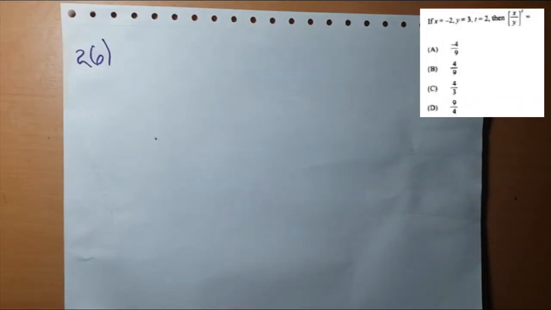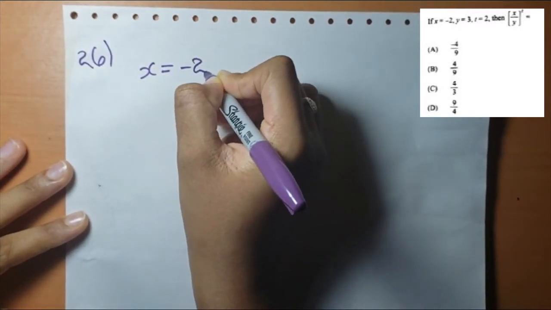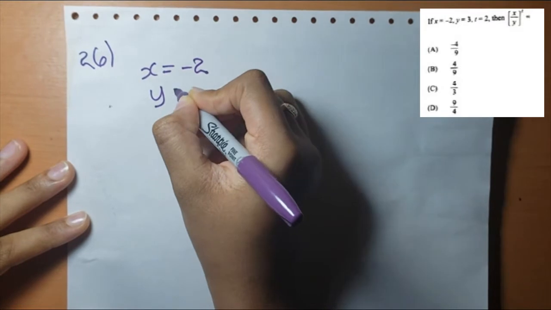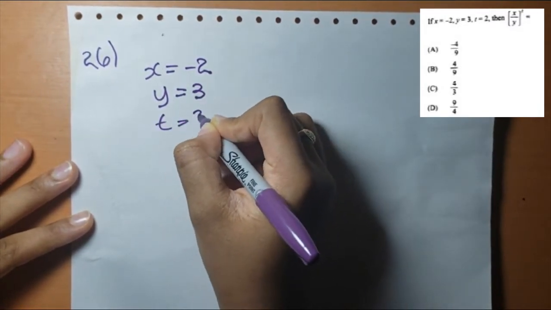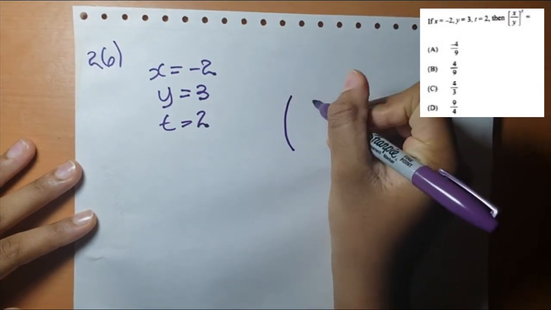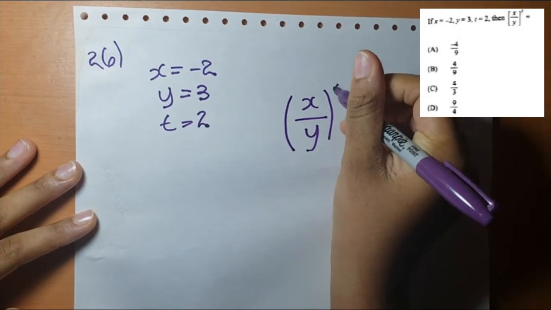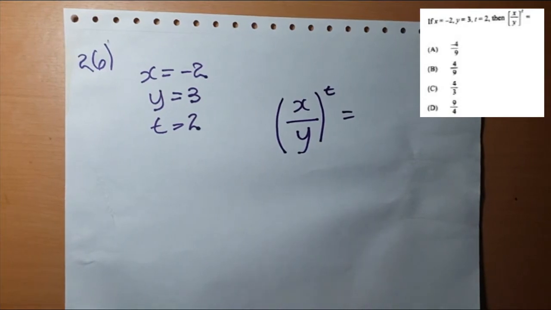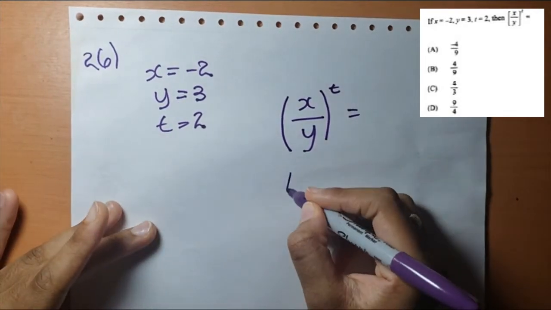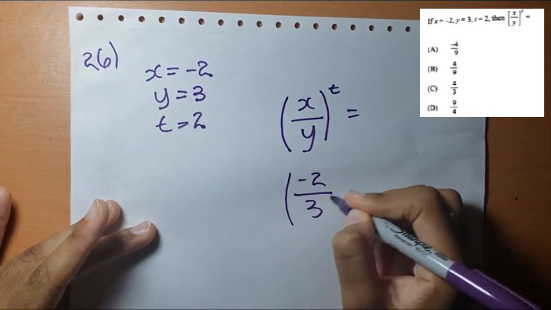Okay, next. If x is equal to negative 2, y is equal to 3, and t is equal to 2, (x over y) raised to the t is equal to what? So we're given what x, y, and t are, and we're asked to put them into this format and solve. So x is negative 2 over y squared.